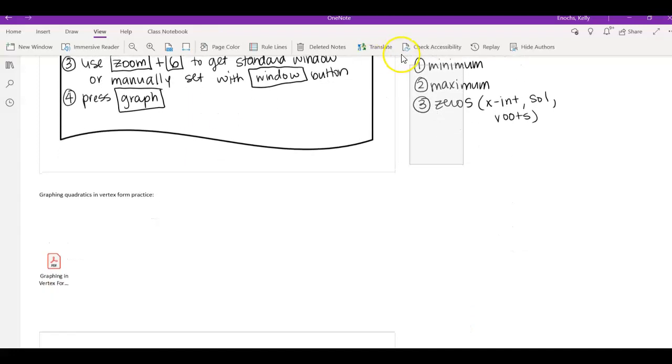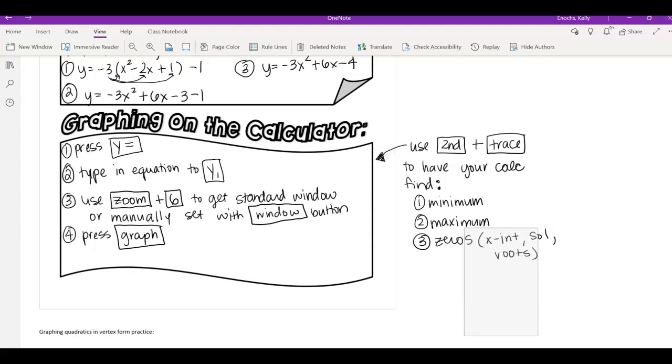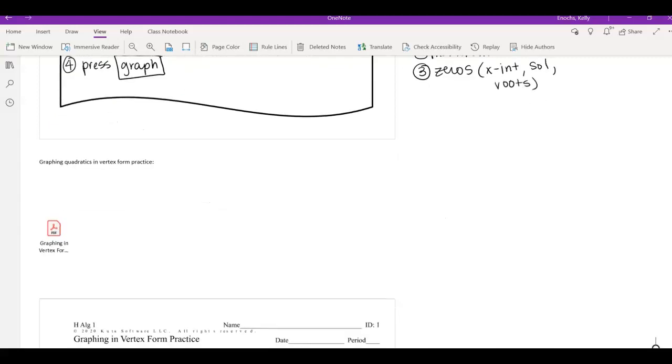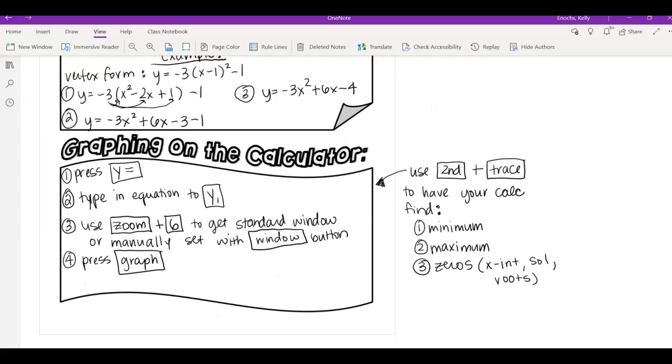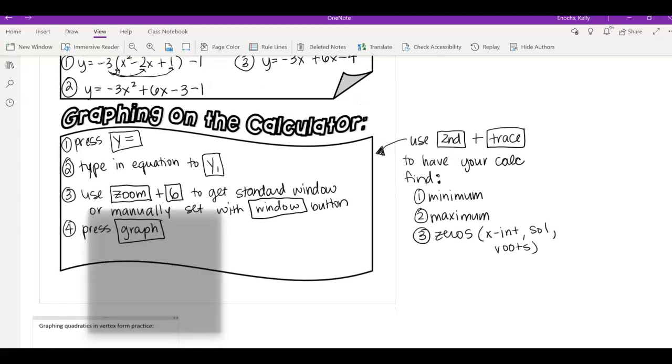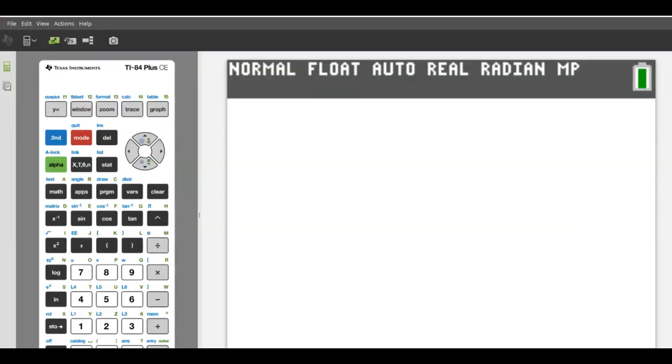So if you get your calculator out, whoa, come back, sorry. Oh, my mouse is being really crazy today. All right, we're just going to do this. There we go. Sorry. All right, technical difficulties while I was trying to open my calculator.